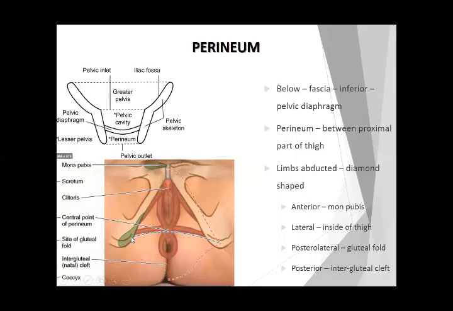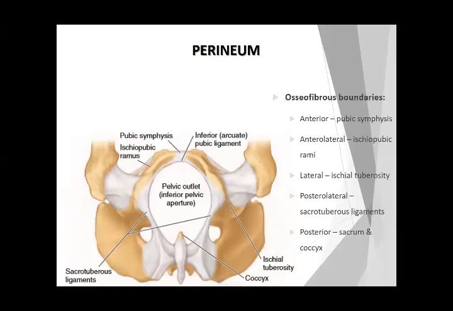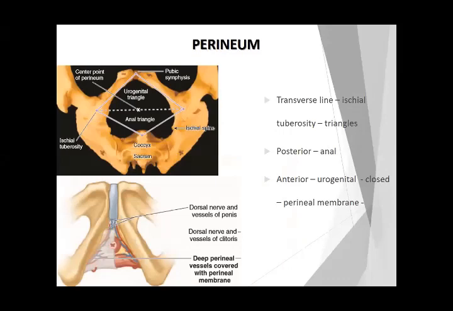I repeat once again, the person standing, legs wide apart. The perineum is the area bounded anteriorly by the mons pubis, laterally by the medial surfaces of the thigh, uppermost part of inside of the thigh. Posterolaterally, we have the gluteal folds, and still posteriorly, we have the intergluteal cleft. Now, what we have are the boundaries, the osseo-fibrous boundaries. That means bony and fibrous connective tissue.